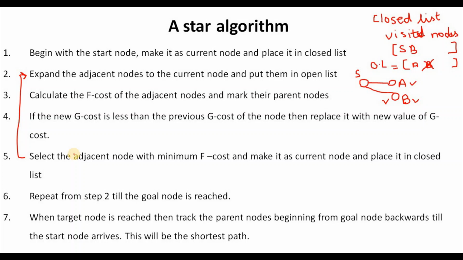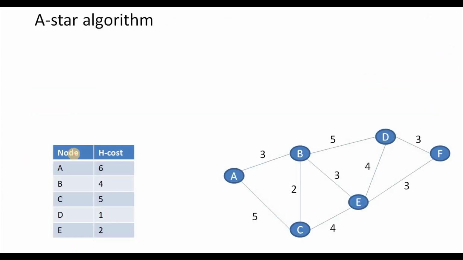So let's see an example of a graph. This is a graph, and we want to find the shortest path in it. On this side we have the H cost of this graph for all of the nodes. The H costs are values. They can be distances or any other value, and you can also measure them. For example, the H cost of node D is 1 here.